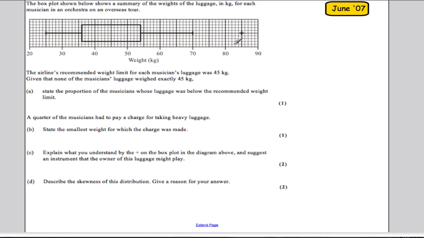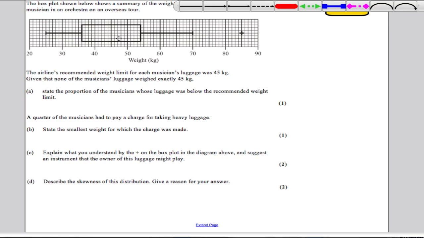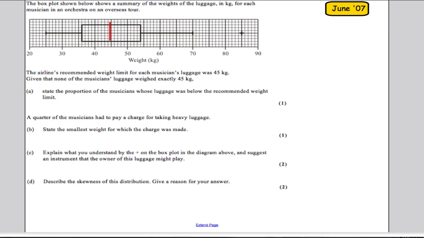Okay, next question. The box plot shown shows a summary of the weights of the luggage in kilograms for each musician in an orchestra on an overseas tour. The airline's recommended weight limit for each musician's luggage was 45 kilograms. Given that none of the musicians' luggage weighed exactly 45 kilograms, state the proportion of musicians whose luggage was below the recommended weight limit. Well, I'm going to draw in the recommended weight limit, which would be here at 45.